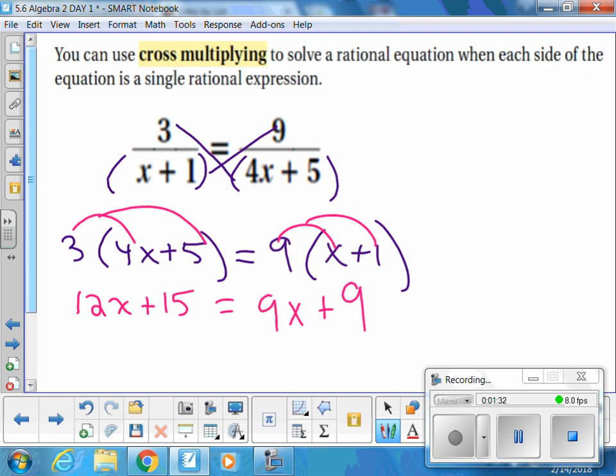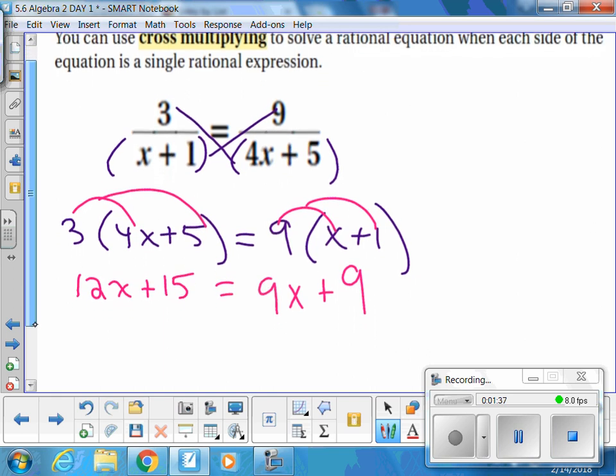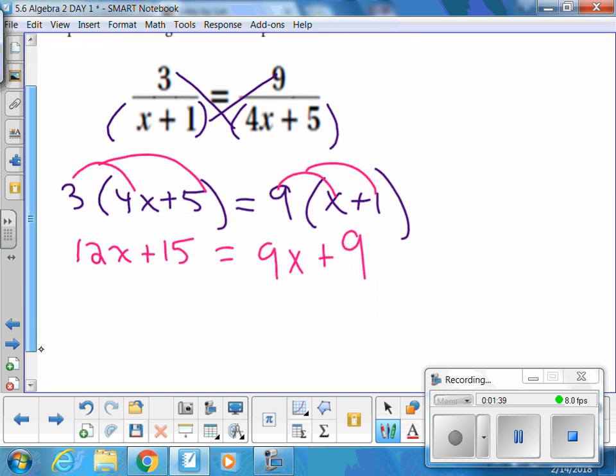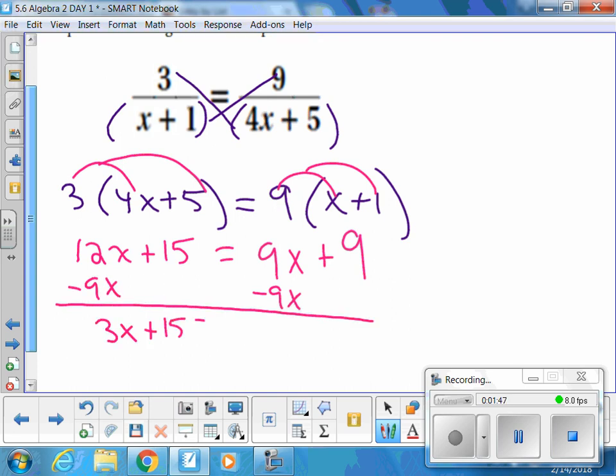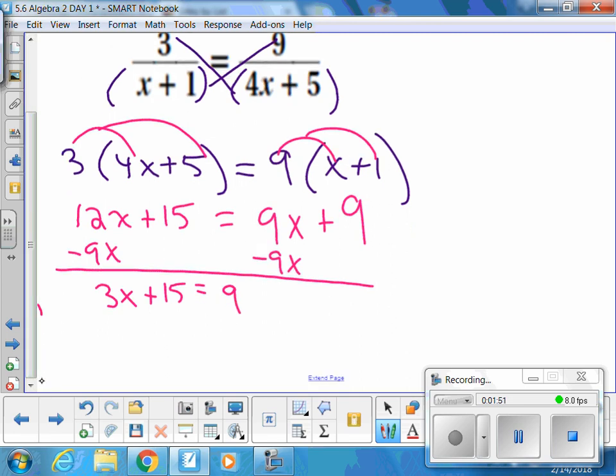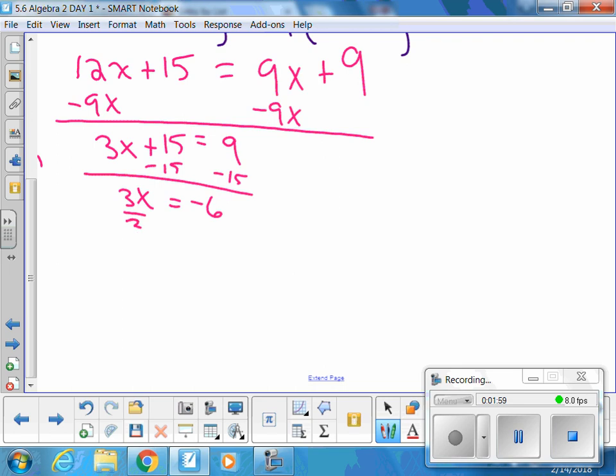Now, to assure that you're working in the land of the positives, I always will move my smaller term that has an x. So I'm going to move my 9x over to join my 12x. 3x plus 15 equals 9. I'm going to move our 15 over to join the 9. This is just simple Algebra 1 solving, really. Divide by 3, and get -2.